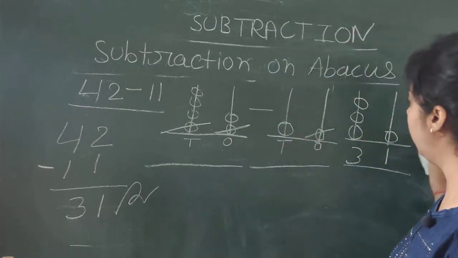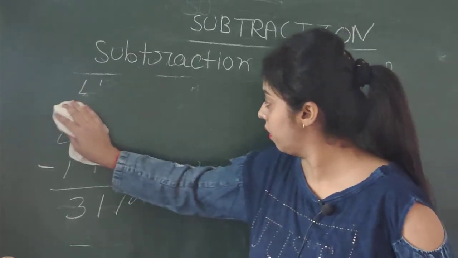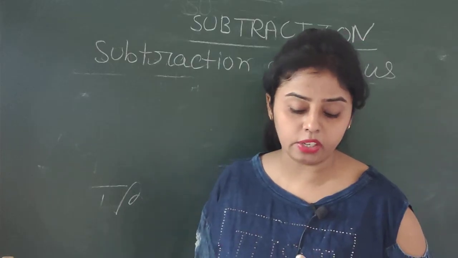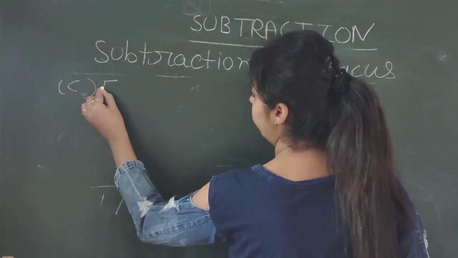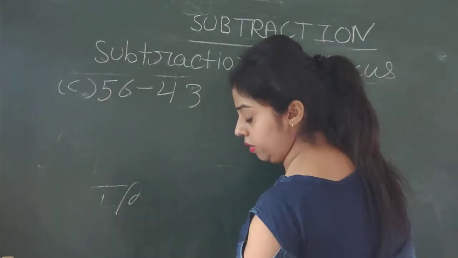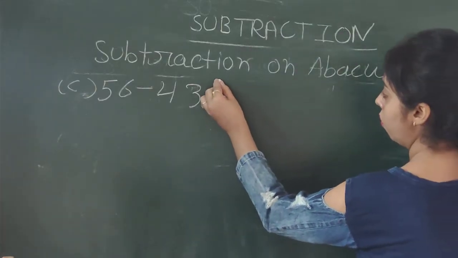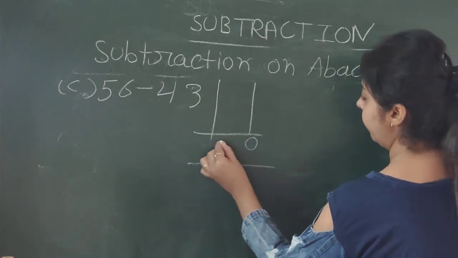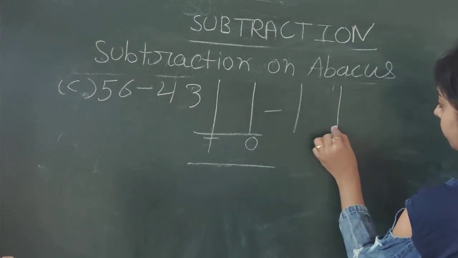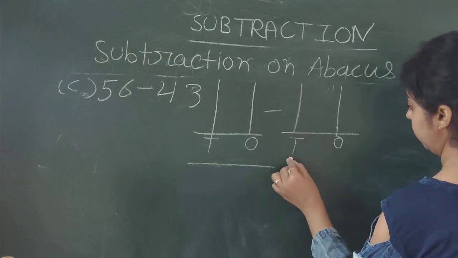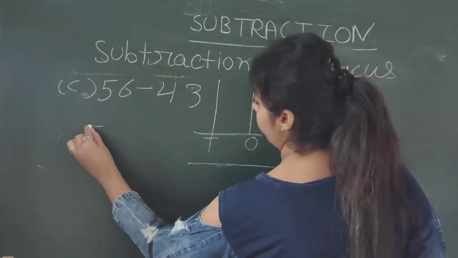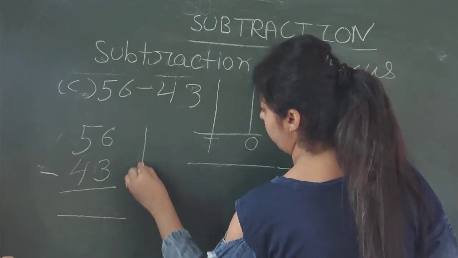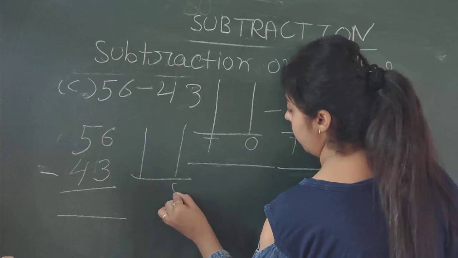Let's take another example. Page number 62, C is 56 subtract 43. 56 subtract 43. So diagram now. Ones and tens.